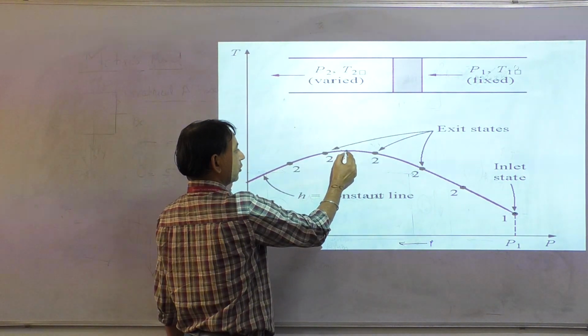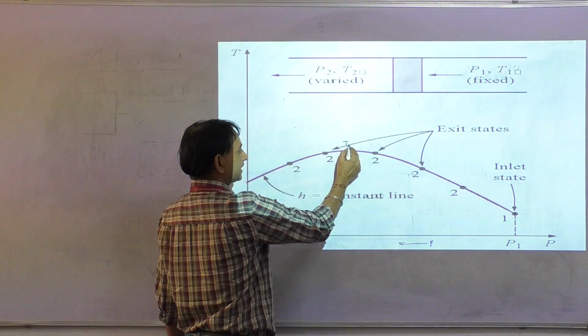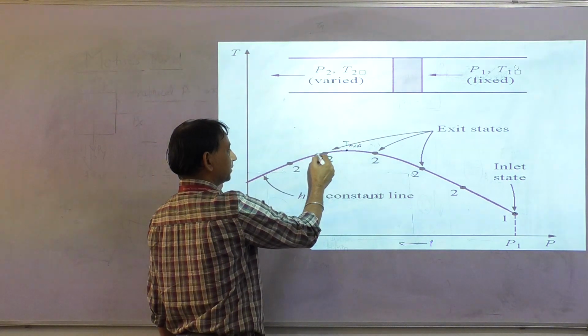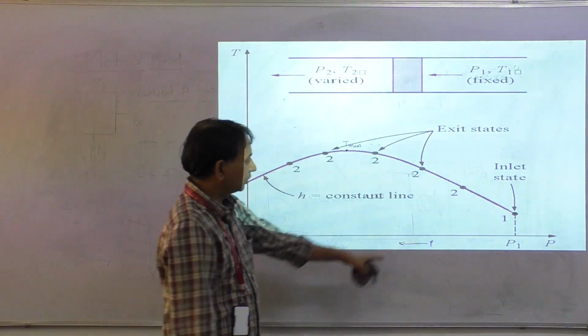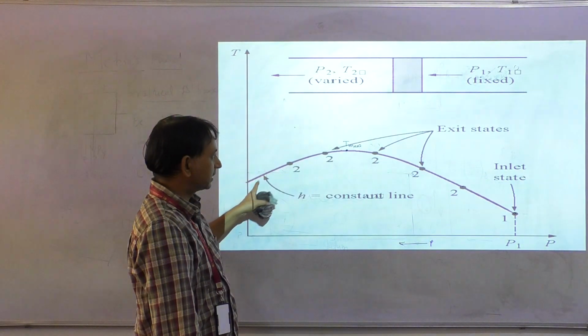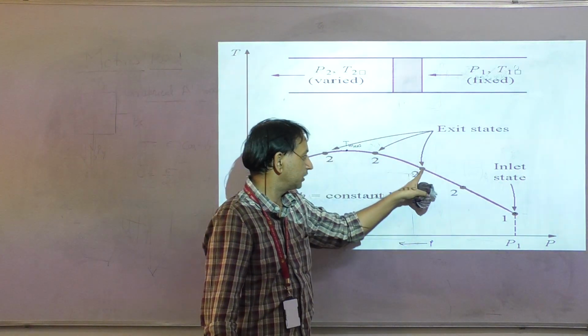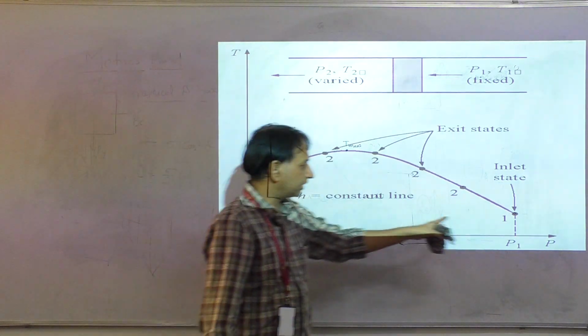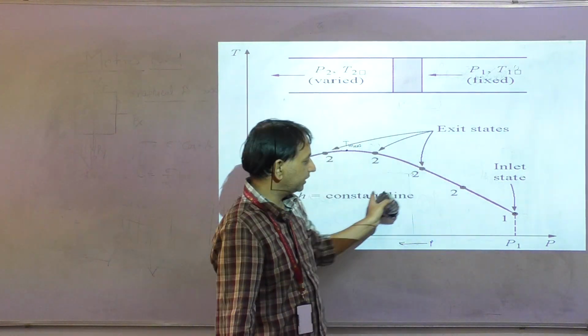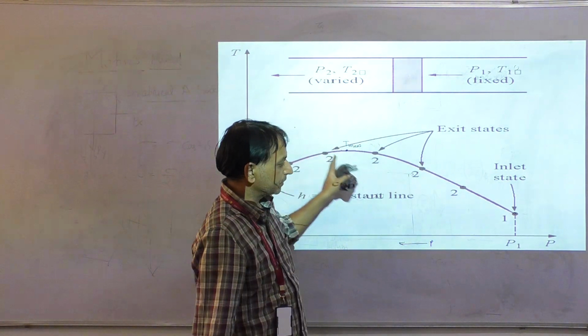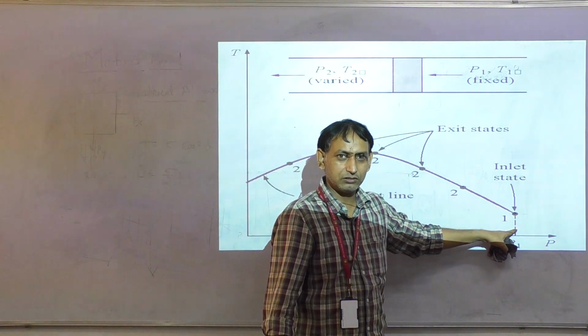There is a point at which this temperature is the maximum temperature. After that, the temperature keeps on decreasing. So this is the curve. This is called the isenthalpic curve, and these are the various outlet points keeping the inlet conditions fixed. We can generate other isenthalpic curves by varying the inlet conditions.